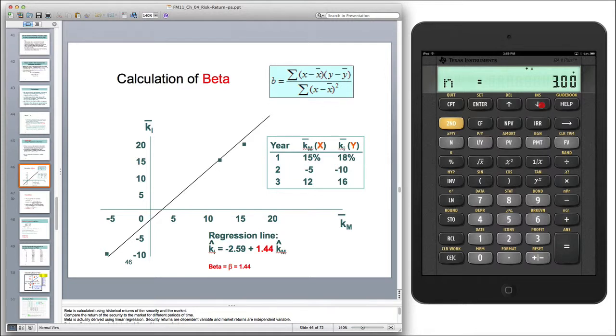N equals 3, so we agree on that. There's 3 sets of observations. Average x is 7.33. You think that's okay? Well, we can just do a back of the envelope calculation here. 15 minus 5, that's 10. 10 plus 12 is 22 divided by 3. That's 7 3s are 21. So it's about 7.33. That's right on the money.